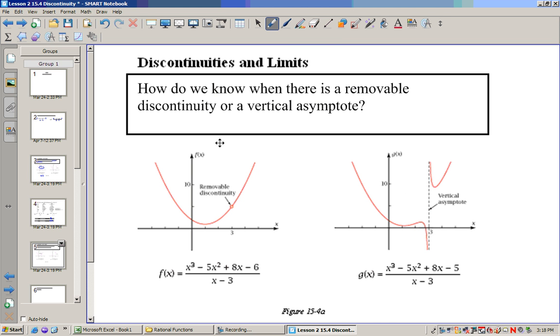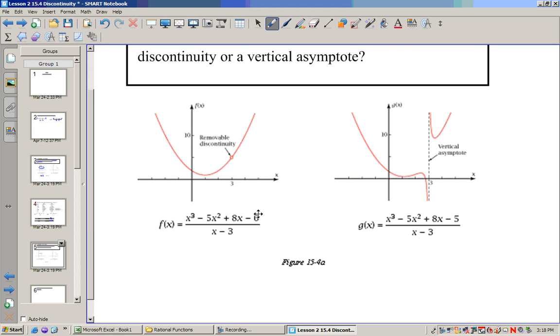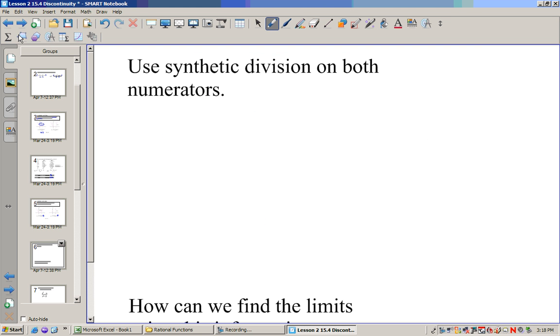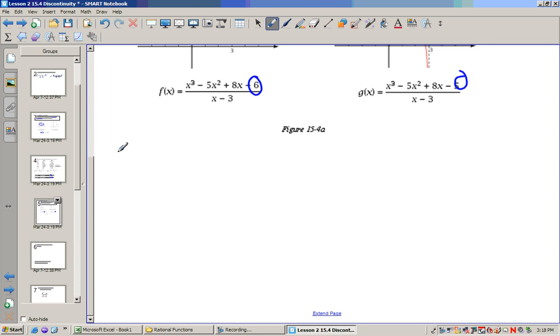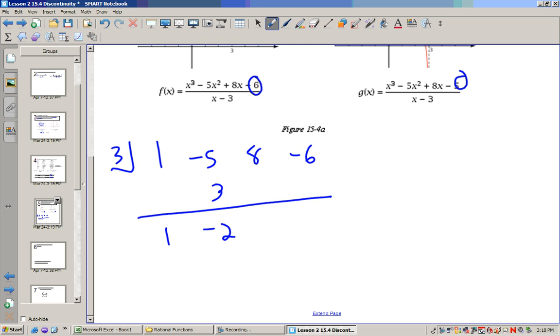Now, how do we know when there's a removable discontinuity or vertical asymptote? Well, all we changed is this number. What will that number do? So let's use synthetic division on both and see what we find. So let's look back at this one. If we do synthetic division, 3, that's going to be 1, negative 5, 8, and negative 6. 1, 3, negative 2, negative 6, 2, and 6. That one divides out evenly.